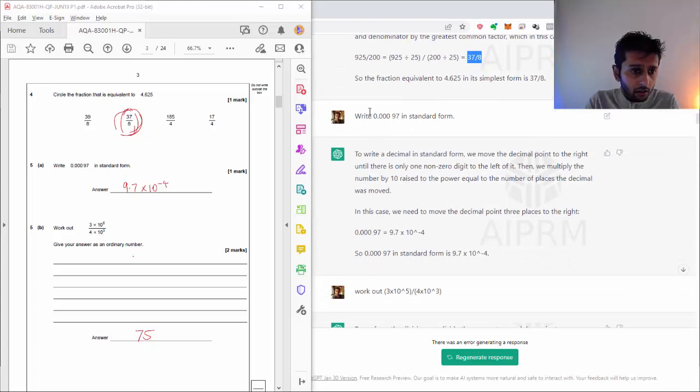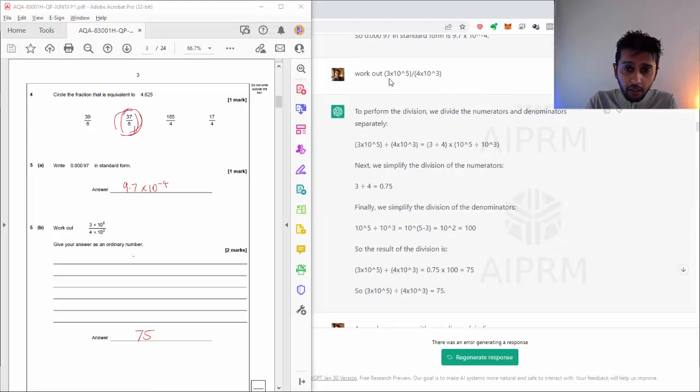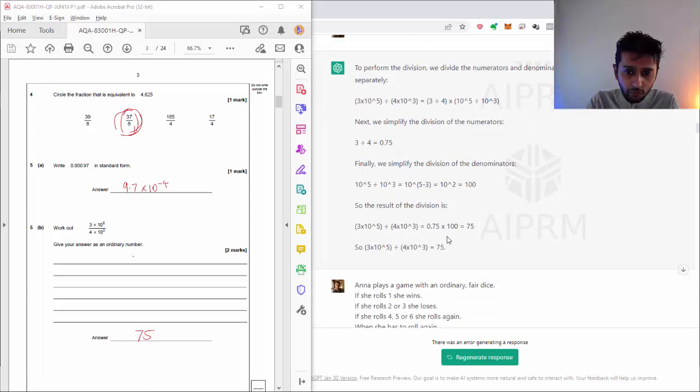Next was write this number in standard form. So 9.7 times 10 to the minus 4. I've copied that here. Question 5b was to work out this. So I've typed it in. It's done a whole load of working out, giving me the answer of 75. So I've copied that in.